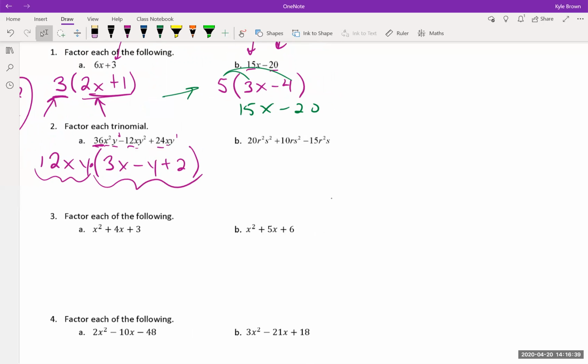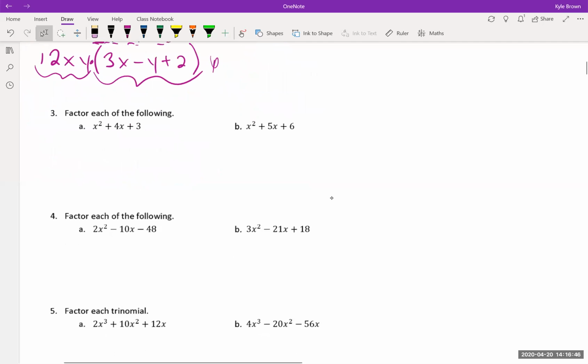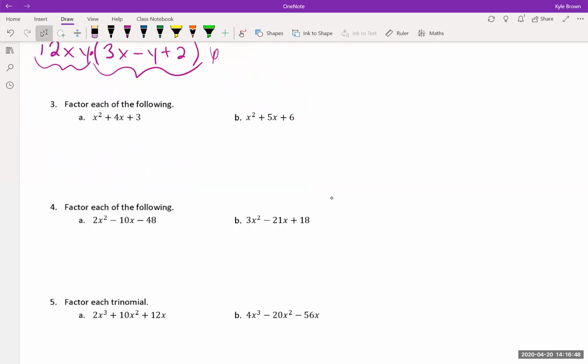2b, really the same thing. So you know what? I think I'm going to skip that one, but feel free to do that one. Let's get into these ones though, because this is kind of the bread and butter of what we're doing here. So like the tougher ones. So it says factor each of the following.